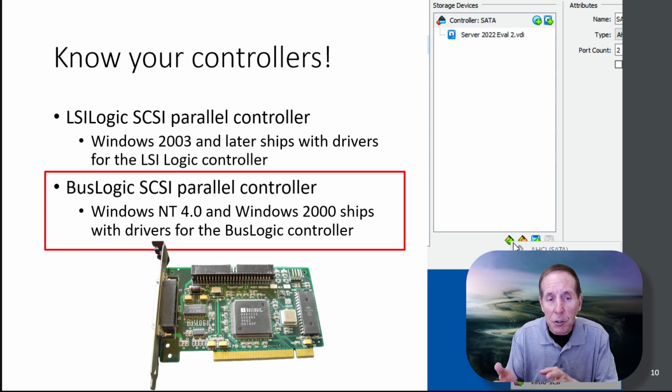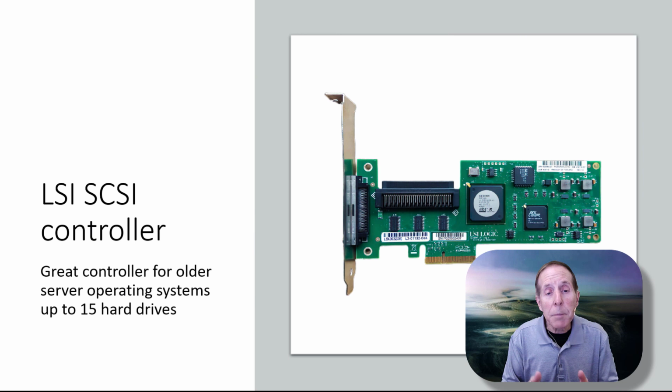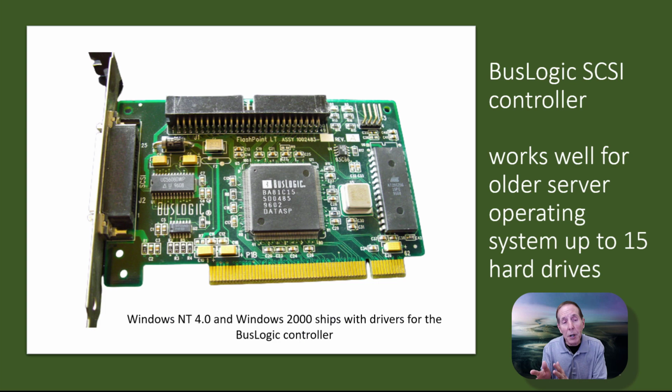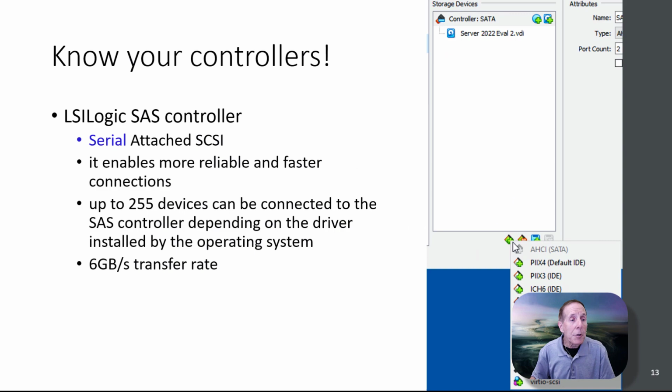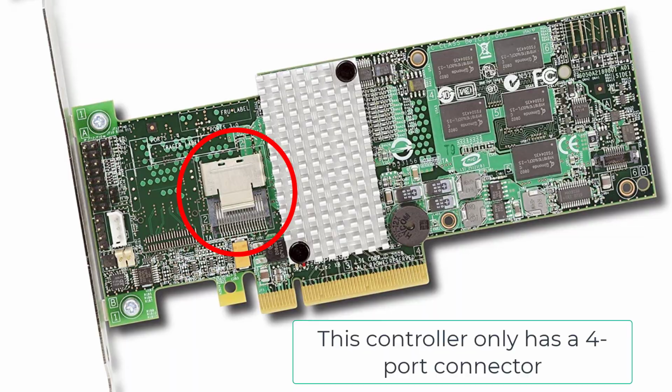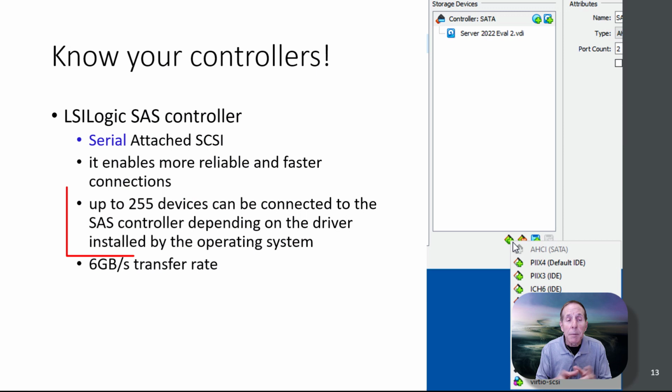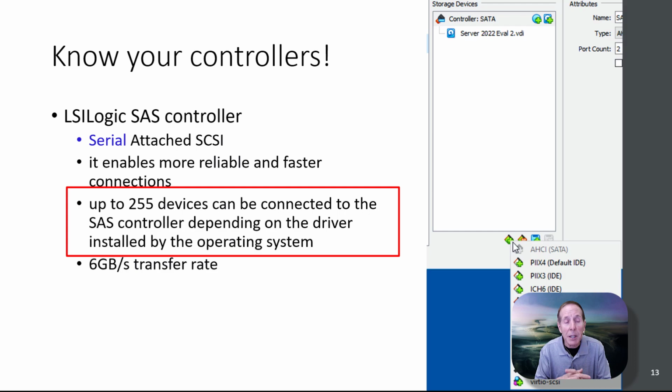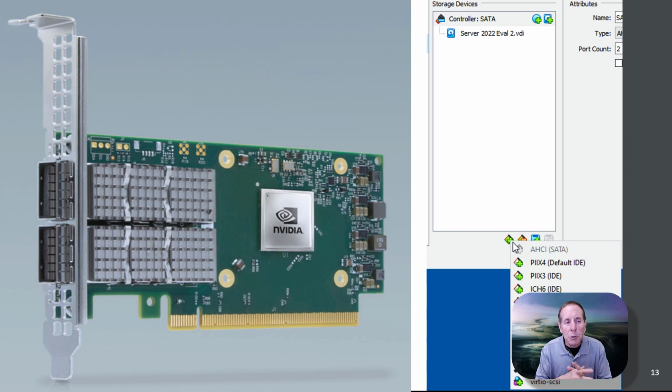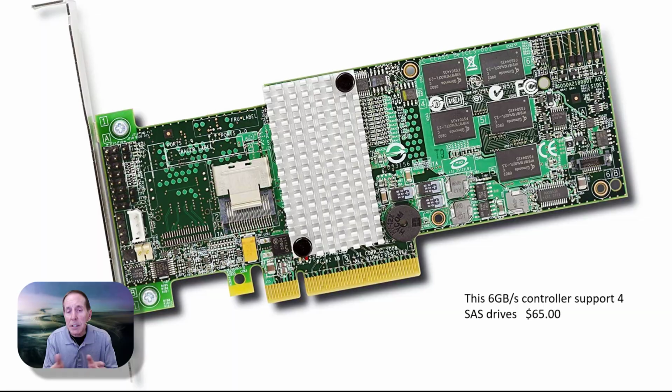Now, this is an older LSI SCSI Parallel Controller. It's great for older operating systems, and you can put up to 15 hard drives on this. This is the BusLogic SCSI Controller. It works for those older operating systems. Again, this will run at least 15 hard drives on this controller. Now, the new LSI Logic SAS controller, which is serial attached SCSI, enables more reliable and faster connections. Now, the controller allows 255 devices, but you have to check out your device driver, and that will determine how many devices can be connected. This does have a 6 gigabit interface transfer rate. Newer controllers run at about 12 gigabits per second. This is an LSI controller, and it has 6 gigabits of transfer rate, and this will support up to 4 SAS hard drives.